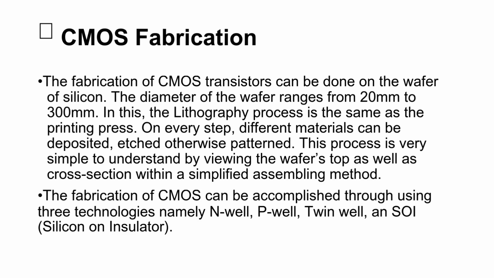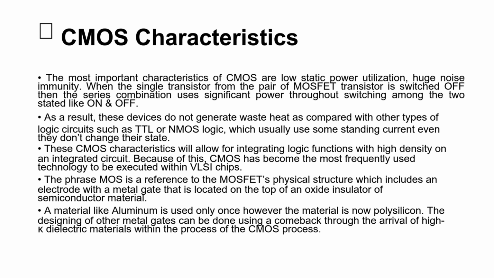This process is very simple to understand by viewing the wafer top as well as the cross section within the simplified assembling method. The fabrication of CMOS can be accomplished using three technologies, namely N-well, P-well, twin-well, and SOI, silicon on insulator.